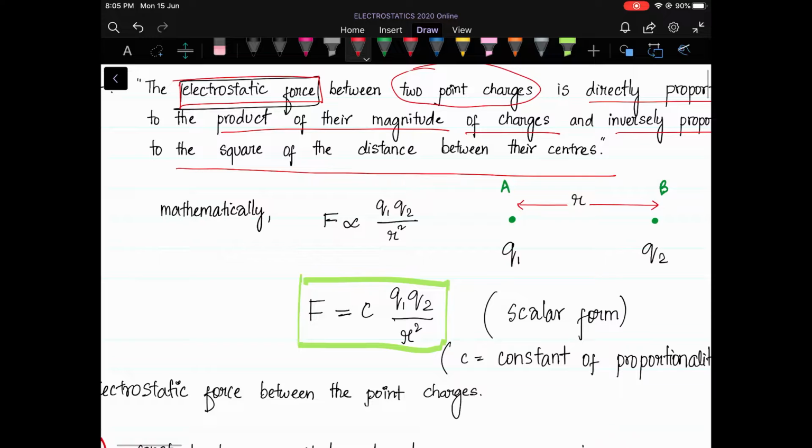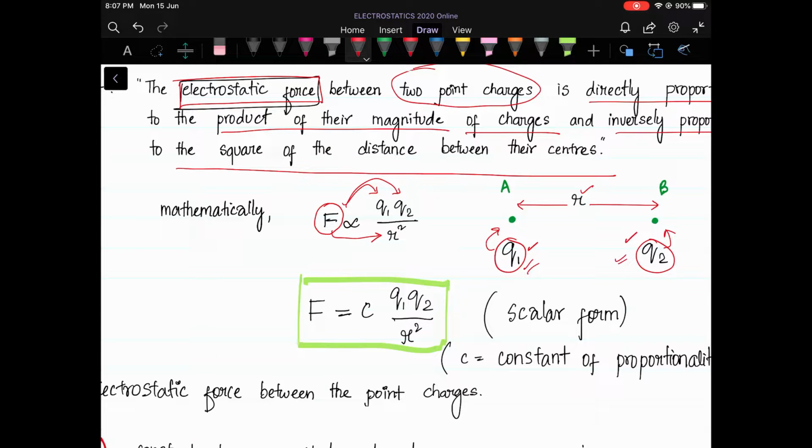Mathematically, we can write the electrostatic force that we are talking about is directly proportional to the product of the charges. It simply means that if we have 2 point charges Q1 and Q2 separated by a distance r, the amount of electrostatic force, the attractive force and the repulsive force, depends on how big these charges are. If the values of these charges are small, then we expect smaller values of electrostatic force, and if the values of these charges are large, we expect greater or larger electrostatic force between them.